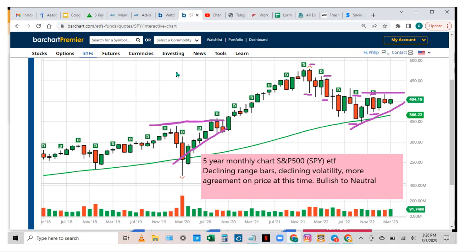In fact, I've maintained for quite a while that the stock market's not going to go up until we get rid of some of the volatility and some of the fear. I think we're starting to see at least a reduction in fear.